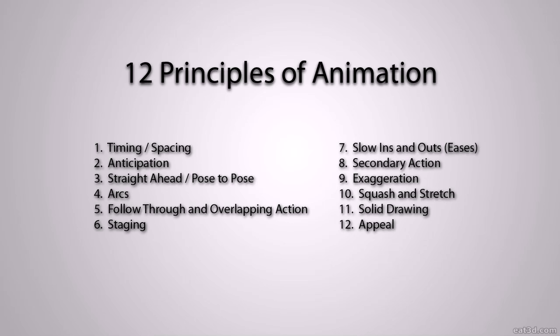All right, so let's take it from the top here. These 12 are in no particular order. We're going to start off with timing and spacing. All right, timing refers to the number of frames for a given action, which basically translates to the speed of that action. The slower the action, the more frames are going to be used. The faster the action, the fewer frames an object's going to have when you're animating.